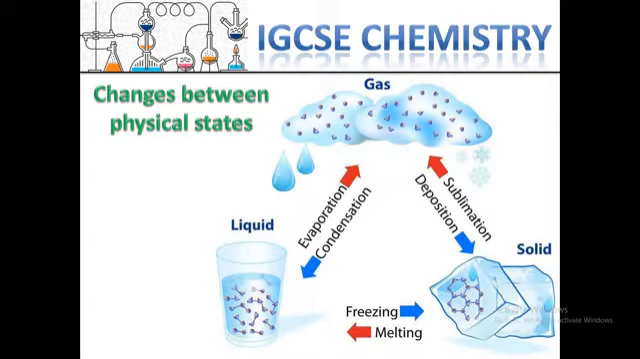Here you can see the changes between physical states. Physical states are gas, liquid, and solid. Why do we say physical states, and not chemical states? Because it's physical, which means the nature of the atoms, or the nature of the chemical, has not changed.